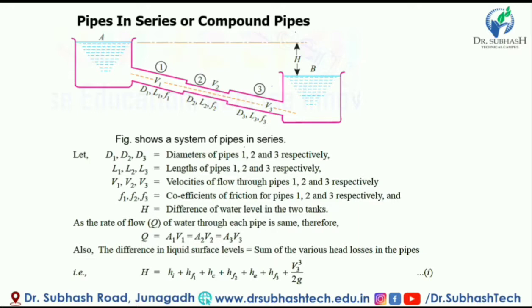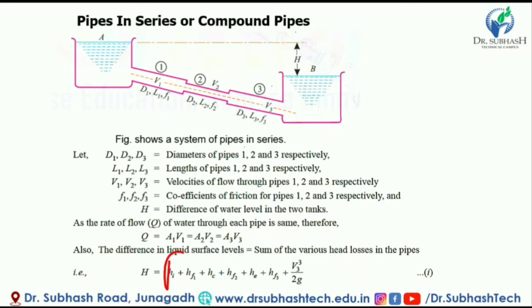Now the difference in liquid surface level, denoted by capital H, is equal to the sum of the various head losses in the pipe. So as per the comparison, we write the liquid surface difference as capital H. Now, H is the sum of all the individual losses when the flow passes through the pipes.